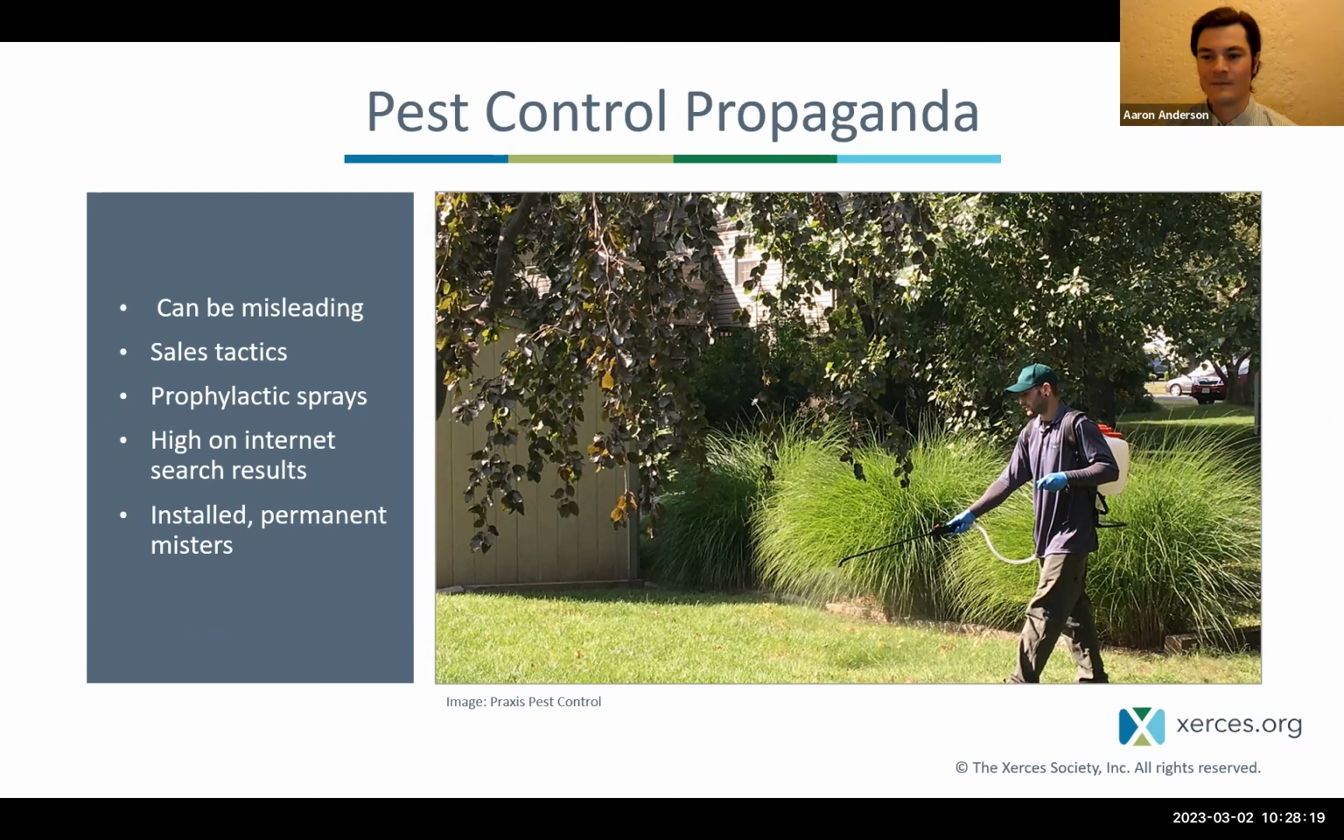And there's even outfits that sell automated mosquito misting systems. So these are permanent installations, often along home fences, that will automatically spray insecticides on a schedule to kill mosquitoes in your yard. I found one that advertises that their mister sprays only twice a day for 30 to 60 seconds. And they also tend to use pyrethroids in these systems. So you can imagine how much of an impact these regular applications, twice a day, might have on the other pollinator and beneficial insect populations in those yards.